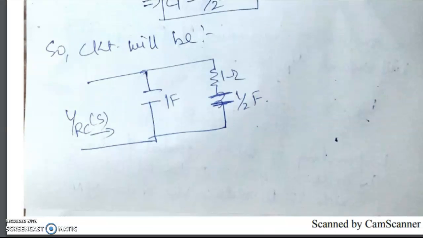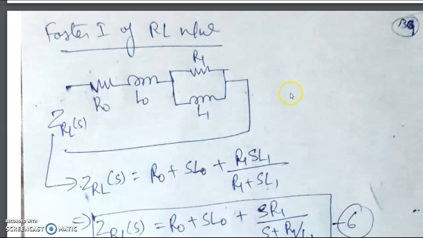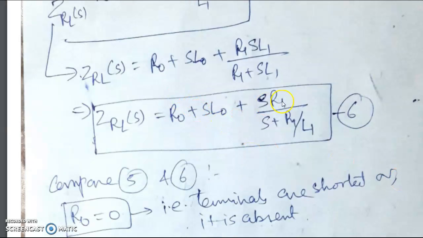Now in the case of the RL network, we can form the Foster 1 form, which is like this: R0 in series with L0 in series with a tank circuit. The expression of this circuit's impedance function is like this. When we compare 5 and 6, we will get the elements.